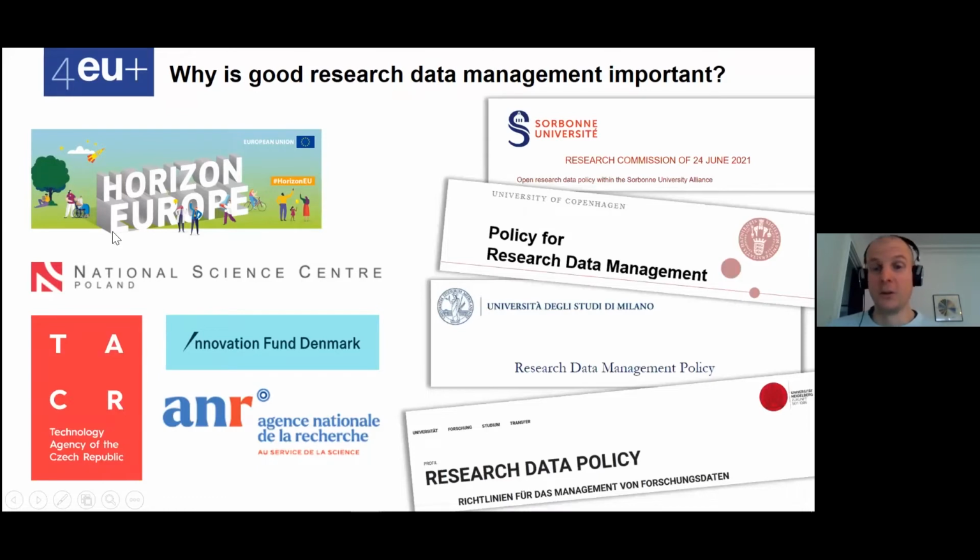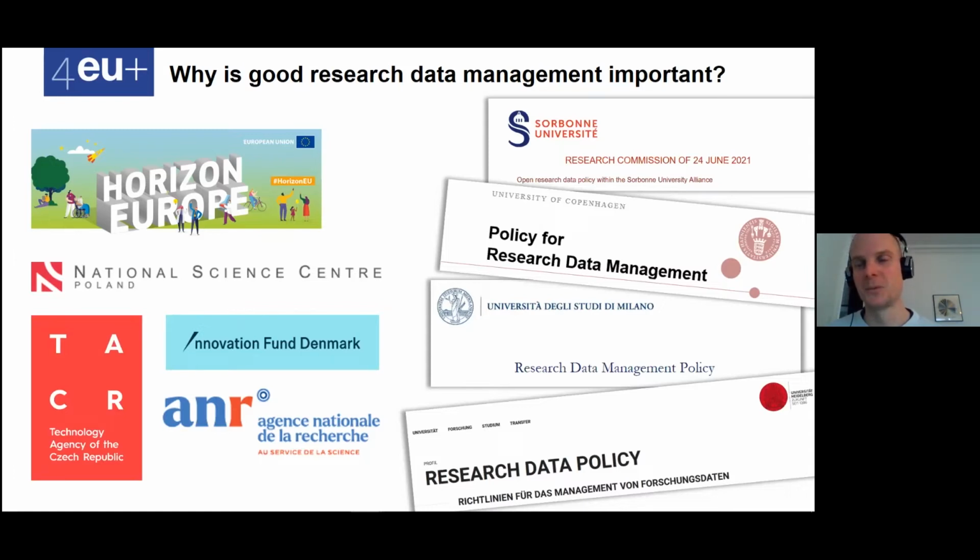Then some universities have already implemented policies for research data management or are currently doing so. Sorbonne, Milan, and Heidelberg have that already. University of Copenhagen is just about to publish a new policy, basically as we speak.